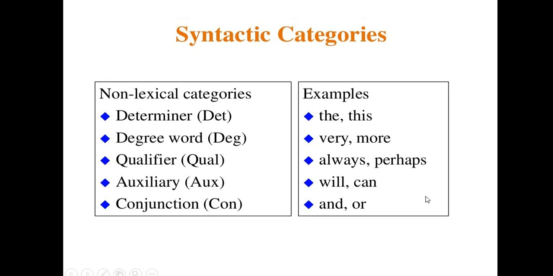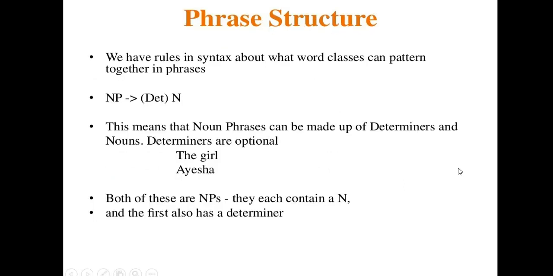And we have also non-lexical categories. We have determiners, degree words, qualifier, auxiliary, conjunction. And here we have some examples. You know, determiners, we have articles, and we have degree words, for example, very, more; always is a qualifier, and perhaps a qualifier. Auxiliary, we have will, can, would, might, should, remember that. Conjunctions, we have and, or.